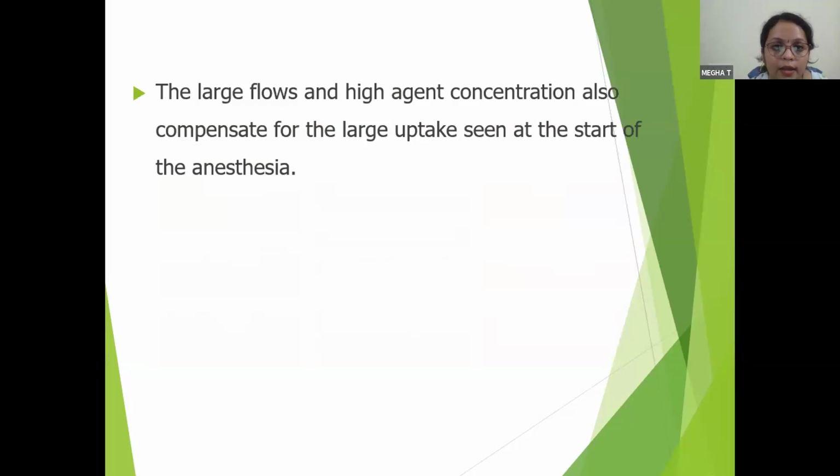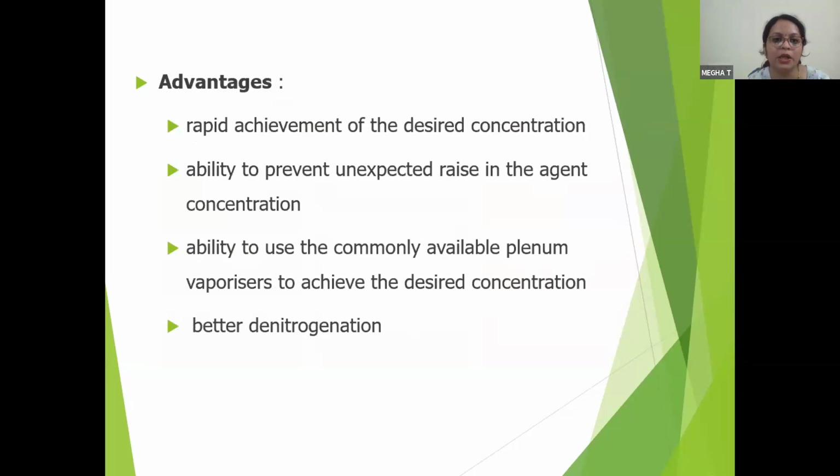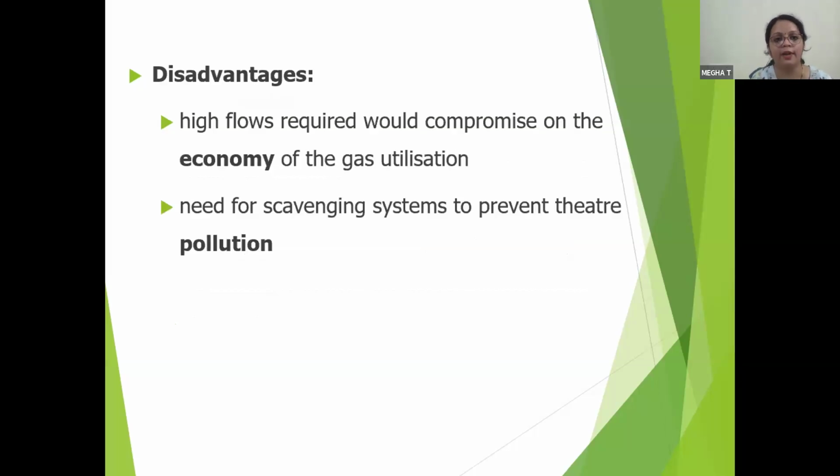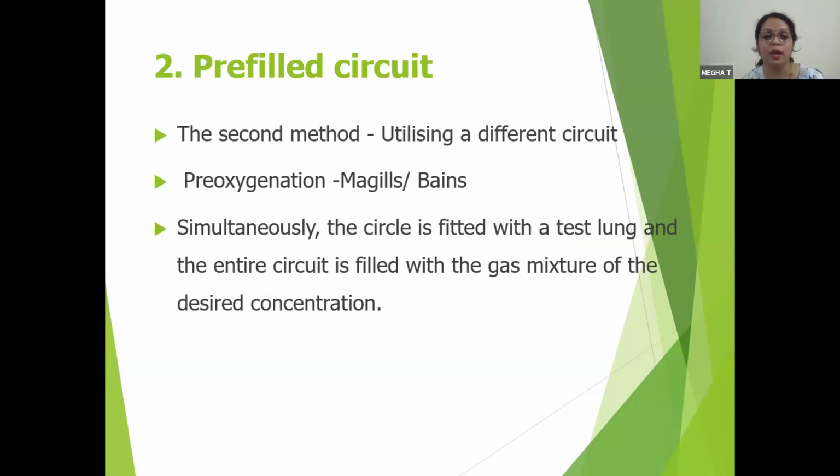Hence, a large flow and high concentration in the initial stage compensates for the large uptake that is seen at the start of anesthesia. So what are the advantages? Rapid achievement of the desired concentration, ability to prevent an unexpected rise in the agent concentration, better denitrogenation, and ability to use the commonly available plenum vaporizers to achieve the desired concentration. However, because of the high flows, we compromise on economy, and there can be theater pollution, for which a scavenging system has to be used. So this was one of the commonest methods used, but there are 3 other methods which I'll just mention.